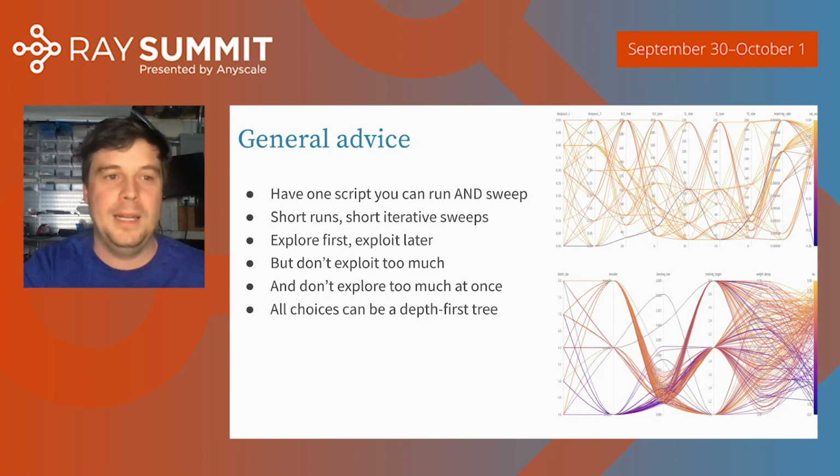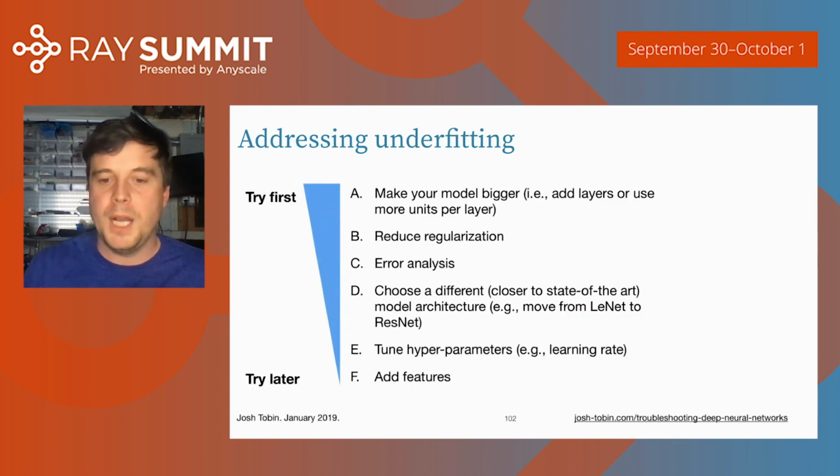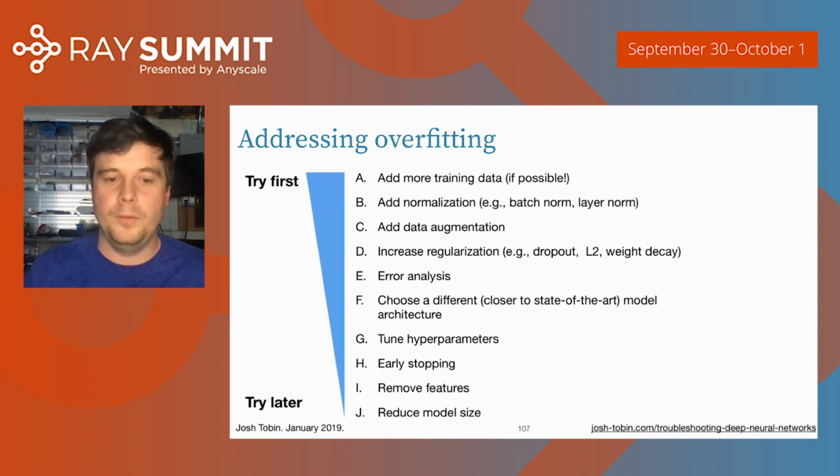It's very important to address underfitting, and Josh Tobin has a really excellent set of things to try first or try later in his troubleshooting deep neural networks slides, which I strongly recommend. And he says, here's how to address underfitting, here's how to address overfitting. And you notice these are actually very different strategies. That's why I mentioned at the beginning, deciding if you're underfitting or overfitting is an incredibly important decision point to decide what to do next.